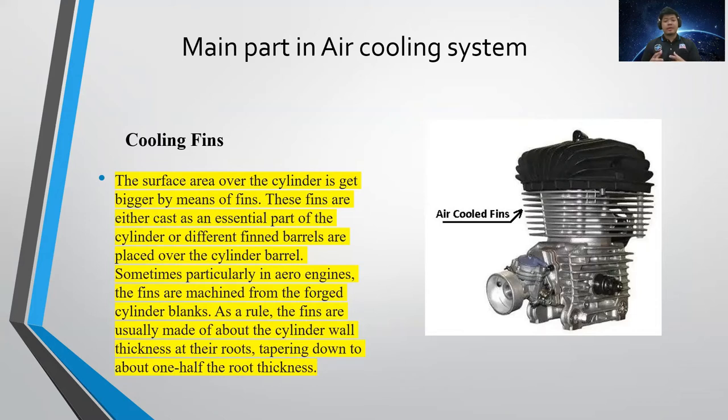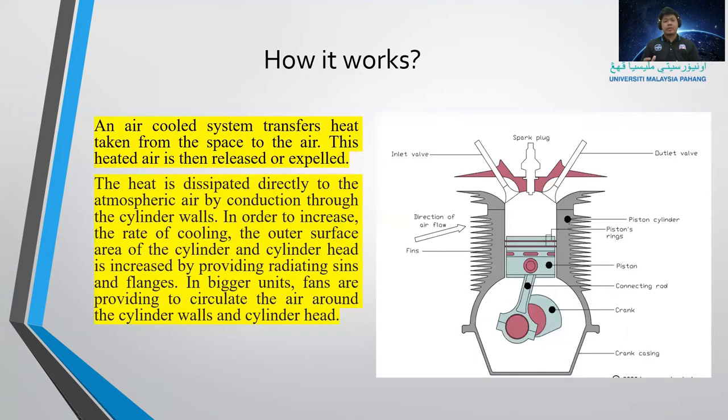So these fins are either cast as an essential part of the cylinder, or separate fin barrels are placed over the cylinder barrel. And sometimes, particularly in aero engines, the fins are machined from the forged cylinder blanks. As a rule, the fins are usually about the cylinder wall thickness at their roots, tapering down to about 1/2 of the root thickness. So this is an example of cooling fins built in with an engine that uses the air cooling system.